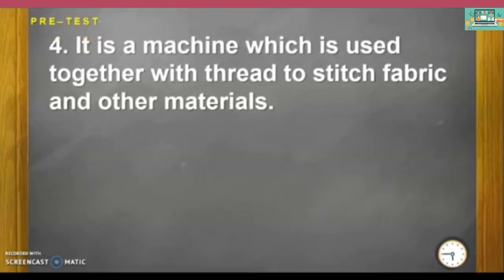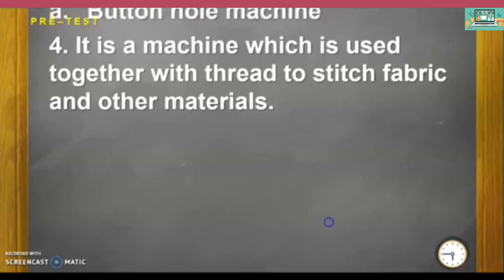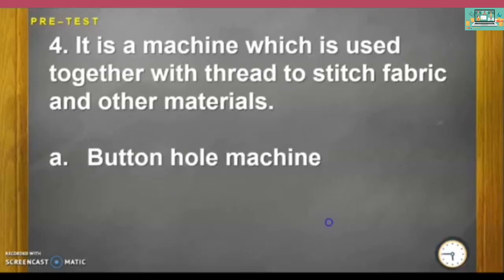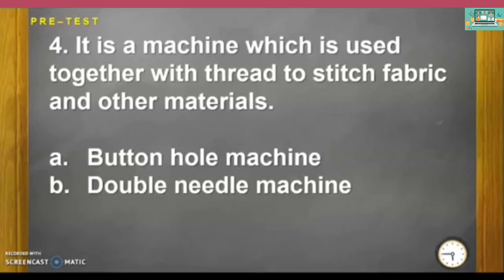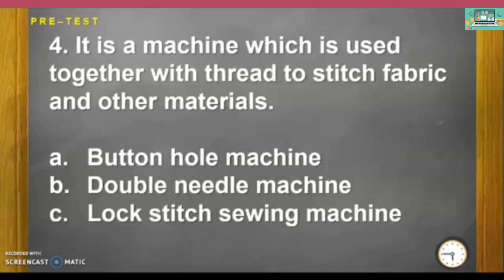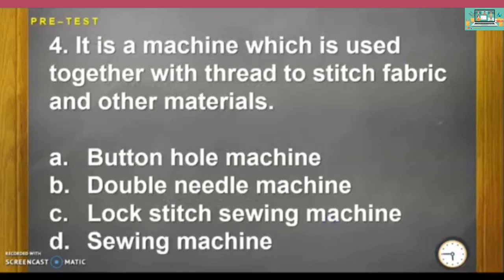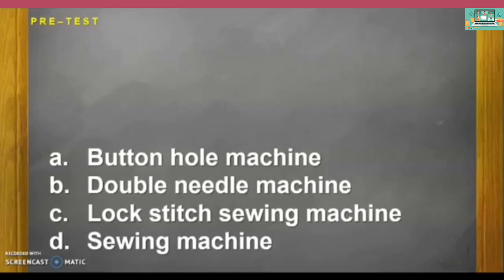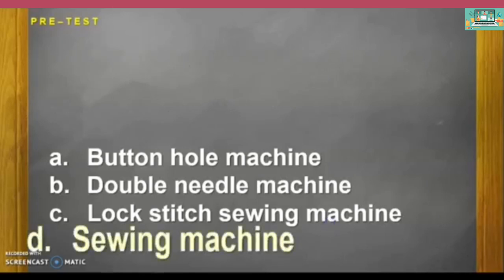Number 4. It is a machine which is used together with thread to stitch fabric and other materials. A. Buttonhole machine, B. Double needle machine, C. Lock stitch sewing machine, D. Sewing machine. The correct answer is D. Sewing machine.